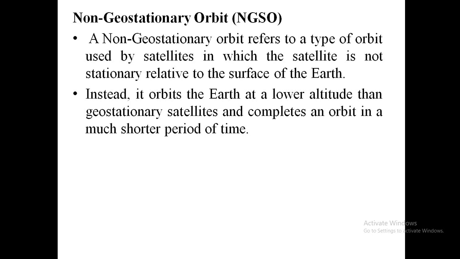Non-geostationary orbit. A non-geostationary orbit refers to a type of orbit used by satellites in which the satellite is not stationary relative to the surface of the Earth. Instead, it orbits the Earth at a lower altitude than geostationary satellites and completes an orbit in a much shorter period of time.